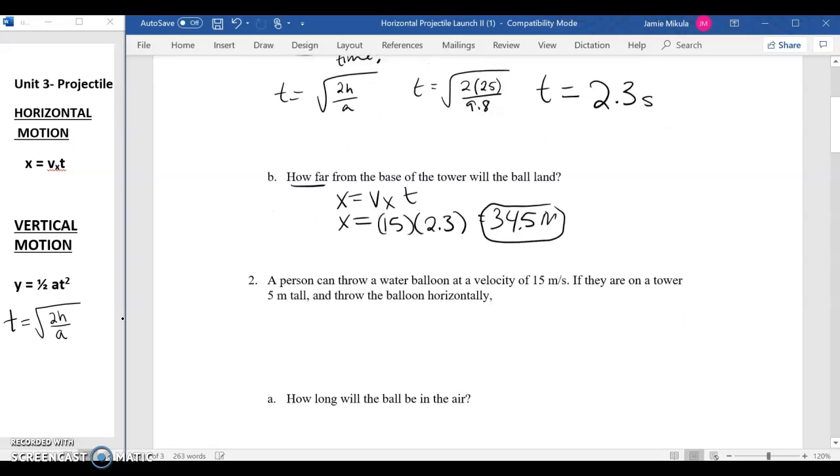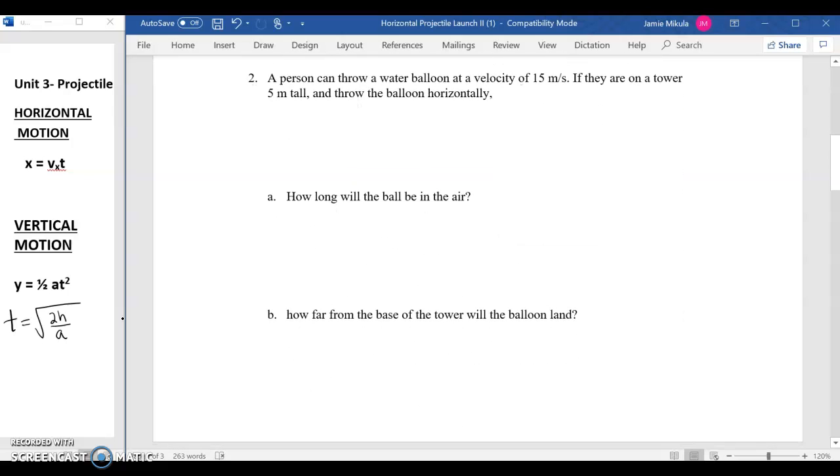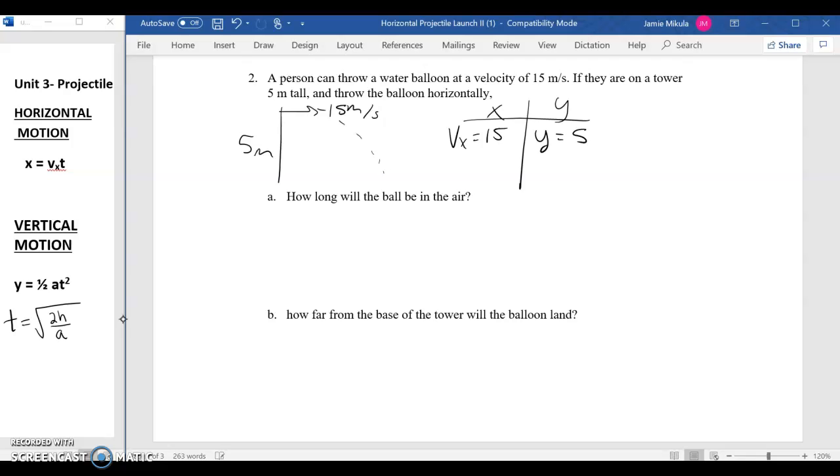Next question says, a person can throw a water balloon at a velocity of 15 meters per second. So it's going this way at 15 meters per second, and they're on a tower that is 5 meters tall. So we're going to find my x and my y for all that. In the x direction, we're given the velocity of 15. In the y direction, we're given the height of 5. Remember that we also have gravity. And now we're looking for time again.